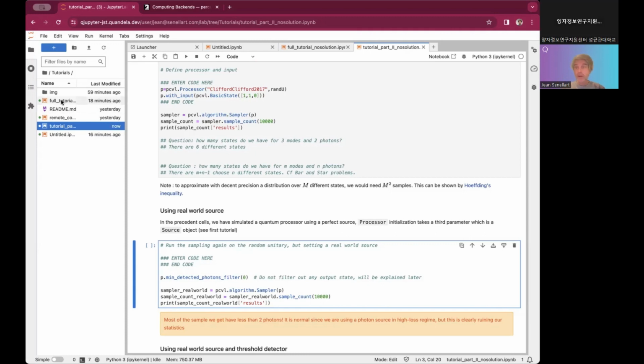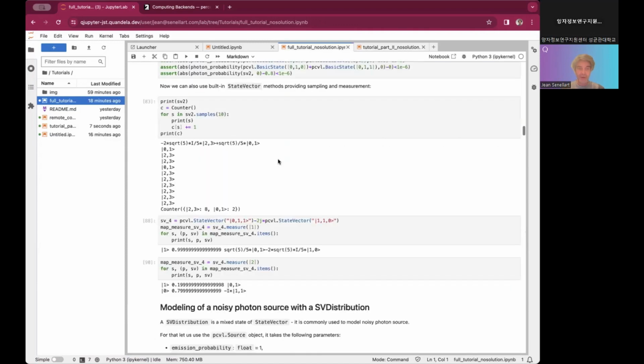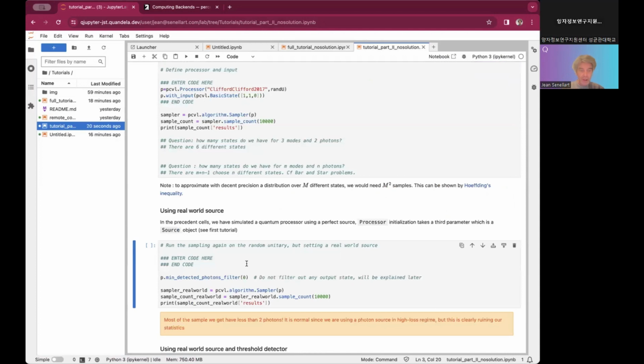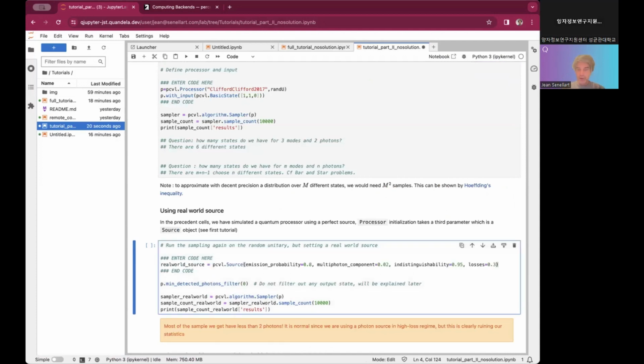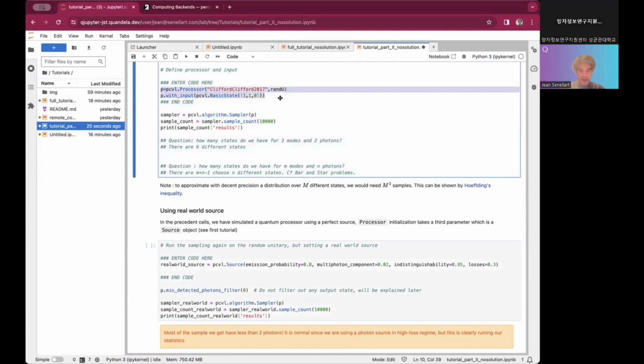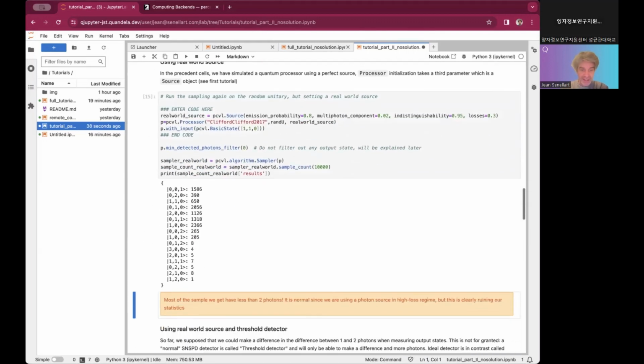So how did we do that yesterday? Going back to the tutorial: real world source, perfect source, real world source. So we take that. I'm defining my real world source. I'm defining my processor here. And I'm adding my real world source as parameters of my processor. And here is what I get.